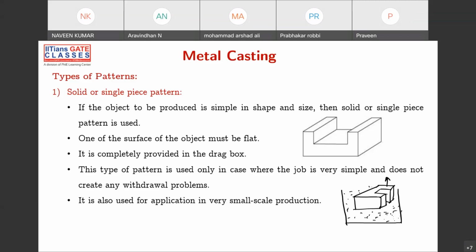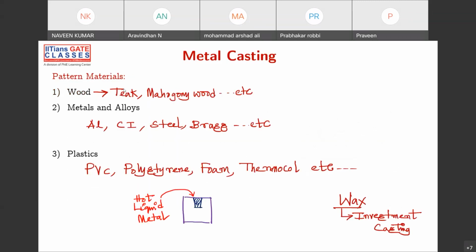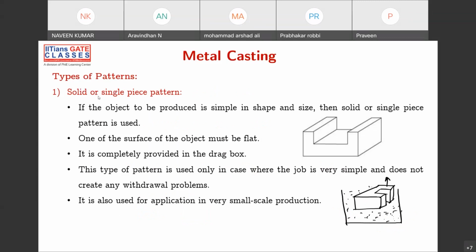Now we will see different types of patterns. Not different types in the sense of pattern material, but here the pattern will depend upon the geometry and the number of patterns we are using. So let's discuss that. This is a single piece pattern. What is the use of a single piece pattern? Why is it single piece? Because the whole casting is of a single piece here. If the geometry is very simple, not complicated, and you don't have any blinds there, you can use it as a single pattern.